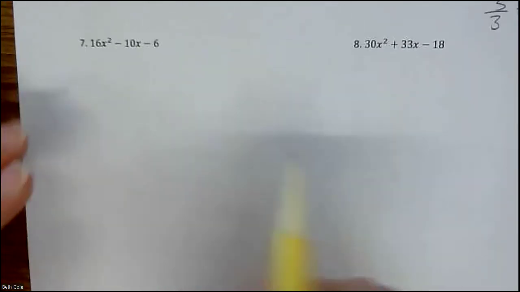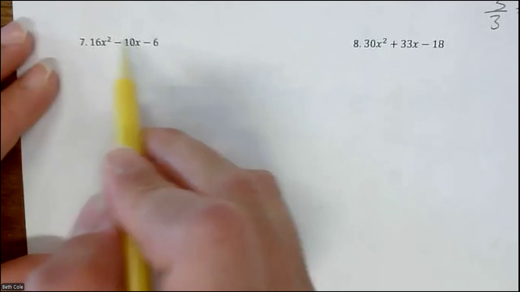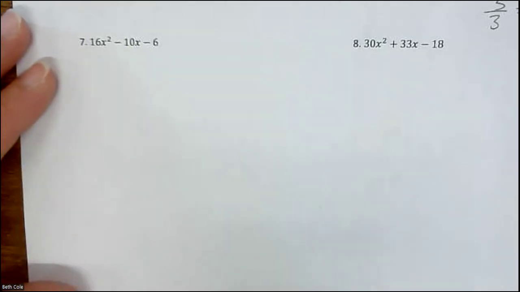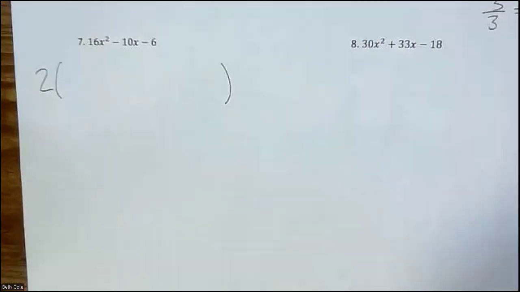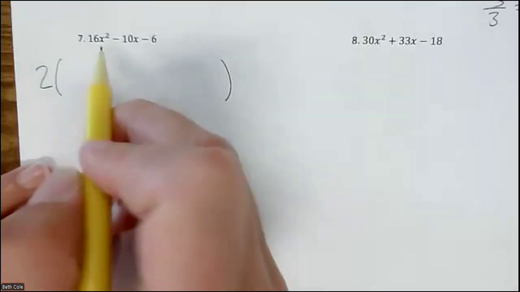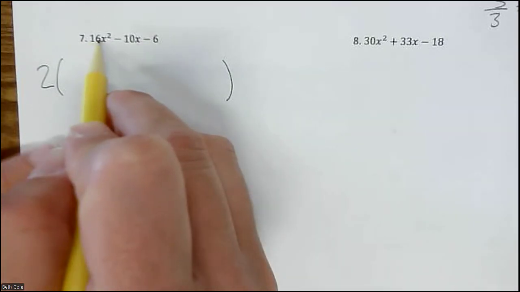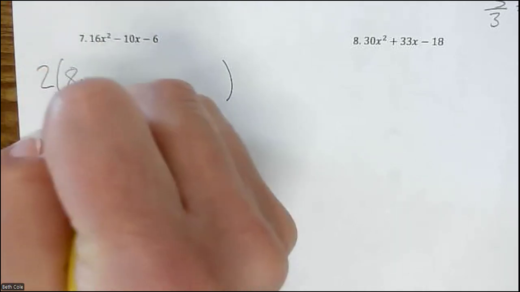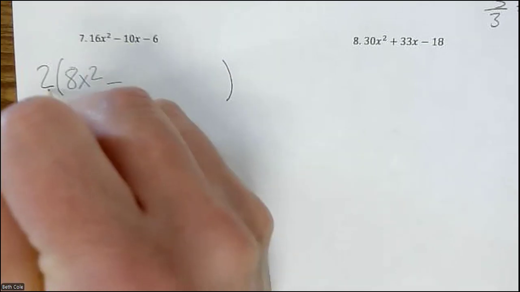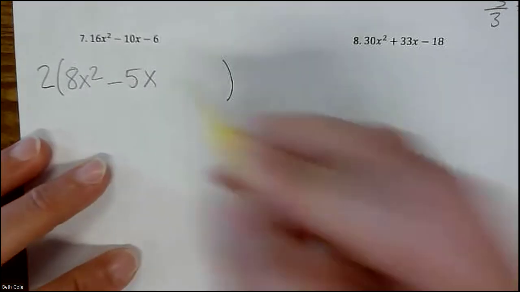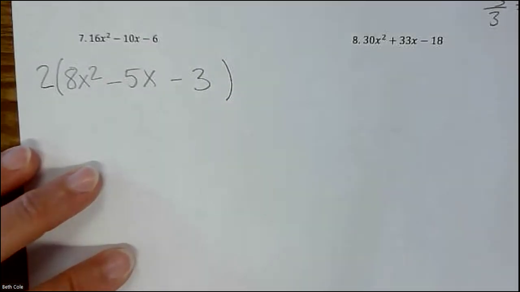Good. Let's try 2 more here. All right. What do all of these divide by? Close. 2. Good. I knew that was going to happen. Just because instinctually you're like 6. No, but it's 2. So divide them all by 2. That would leave you with 8x squared. Good. Minus 10 divided by 2, 5x. Minus 3. Good job.